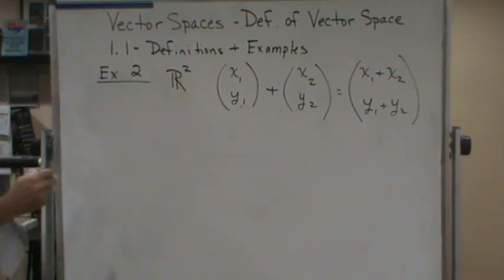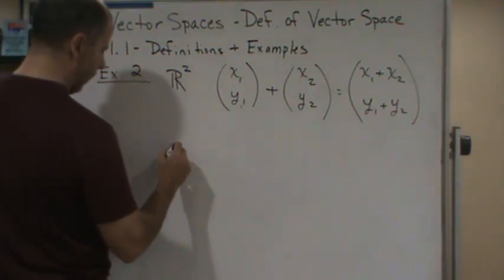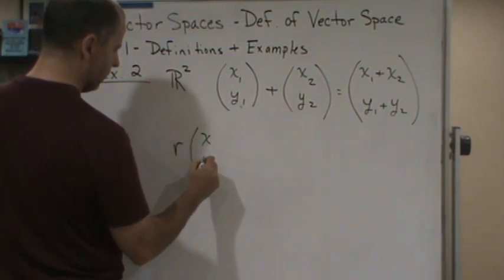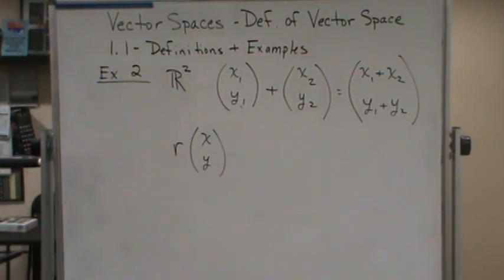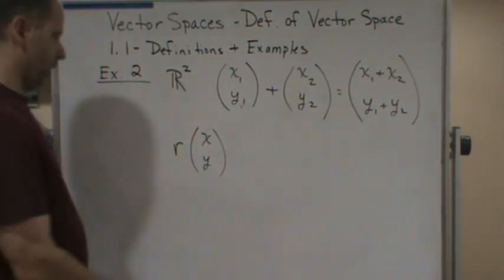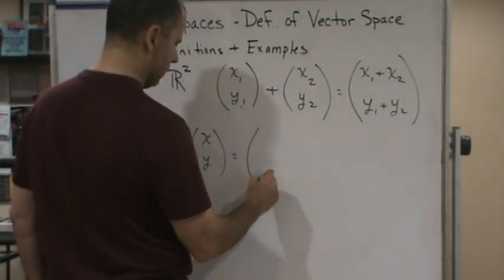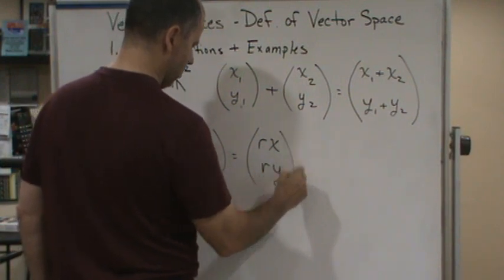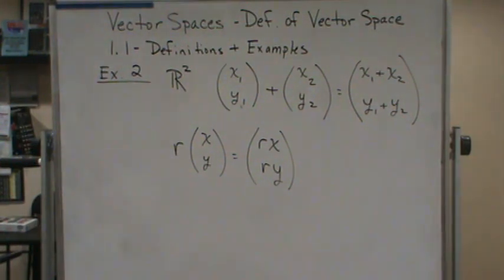Now what about scalar multiplication? Well, if we take r times (x, y), where x and y are real numbers, then we're going to get another vector where we're multiplying a scalar, which is a real number, times another real number. And of course we get another vector that is also a member of R2.